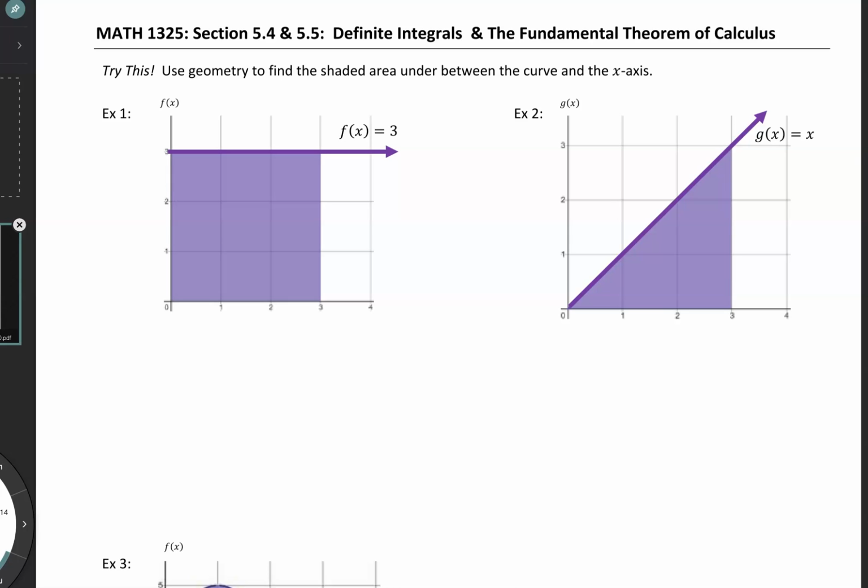So today we're covering two sections, 5.4 and 5.5, and we're going to talk about something called a definite integral and the fundamental theorem of calculus. What? That sounds important, right? It's the fundamental theorem. And it took you like 3/4 of the way into the course to get to it. But we're going to learn the fundamental theorem of calculus today.